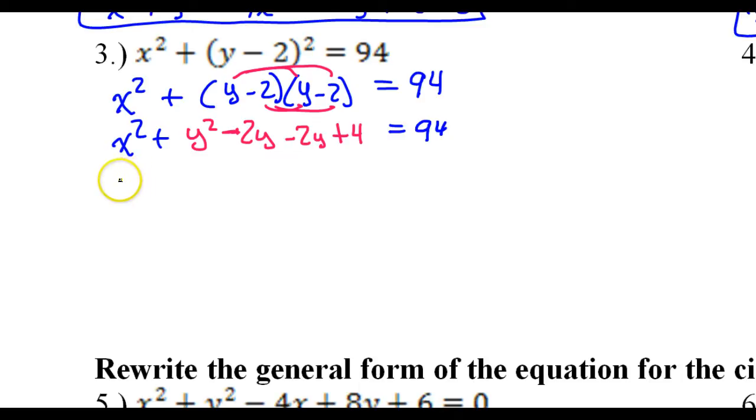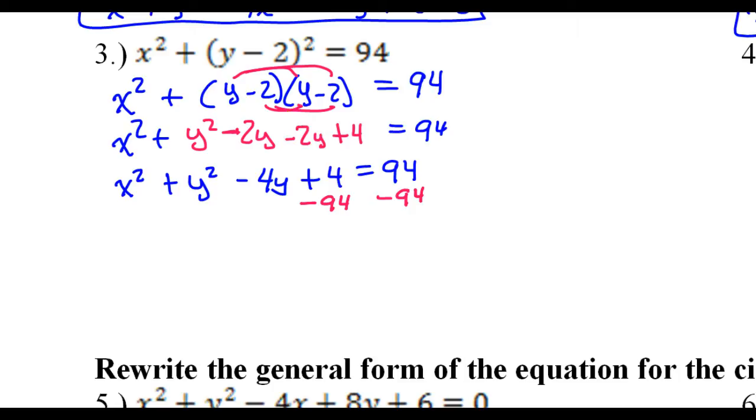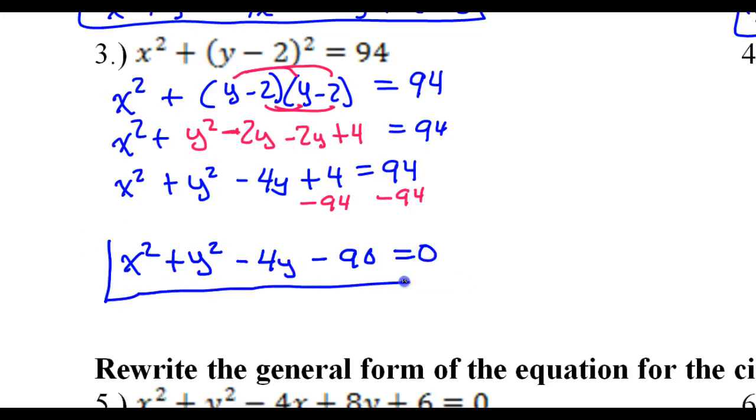So that's going to be x squared plus y squared minus 4y, putting these together, plus 4 equals 94. We need 0 over here, so we will subtract 94 from both sides. So the final answer is x squared plus y squared minus 4y minus 90 is equal to 0. That's going to be your general form.